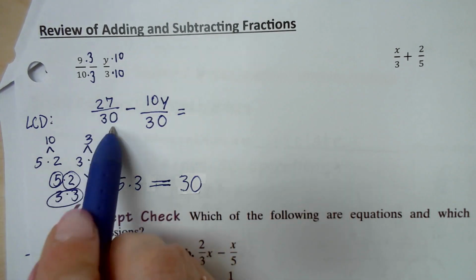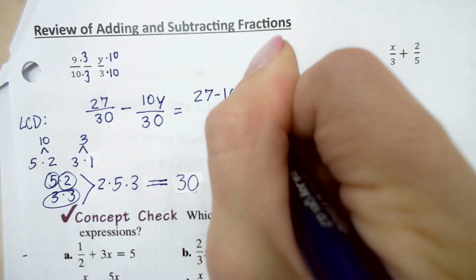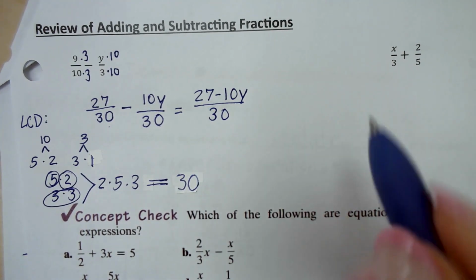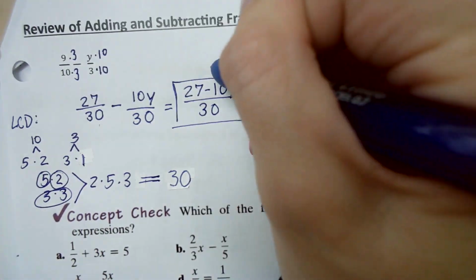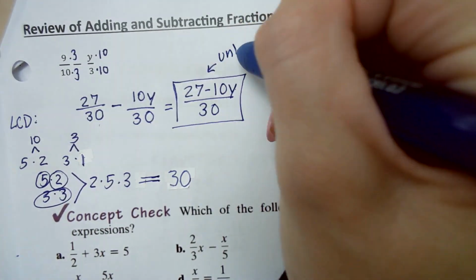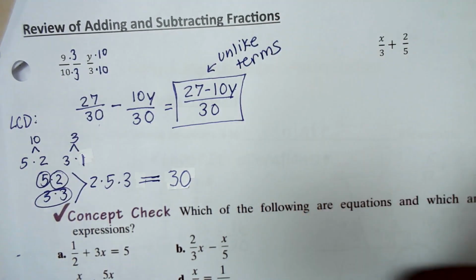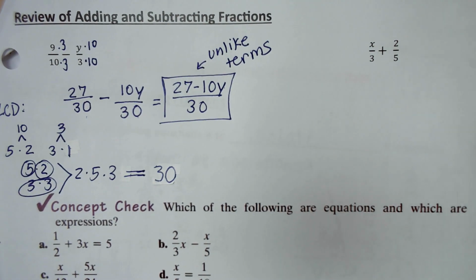Now, we have common denominators, so we're going to subtract 27 minus 10y over 30, but we can't go any further because they're not like terms. Unlike terms, so we can't combine them. So we just leave it like that. All right, let's look at the next one.